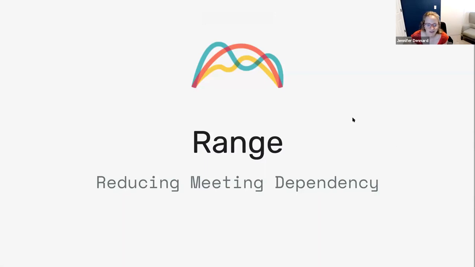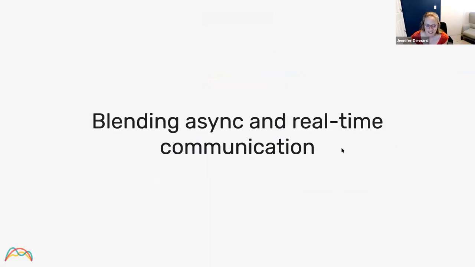Okay. So here at Range, for those of you who may not be familiar, we are a team communication startup. We help teams communicate async and live and help blend that, particularly for remote and hybrid teams. And a lot of what we talk about is reducing meeting dependency. And what we're going to talk about today is how to do that through blending async and real-time communication.